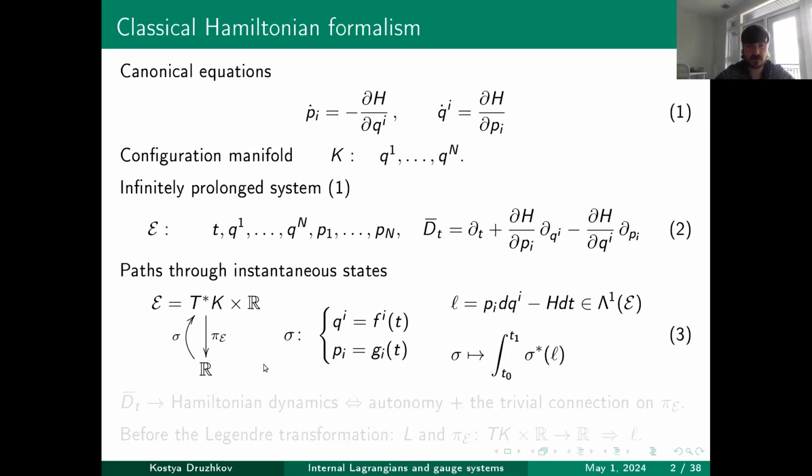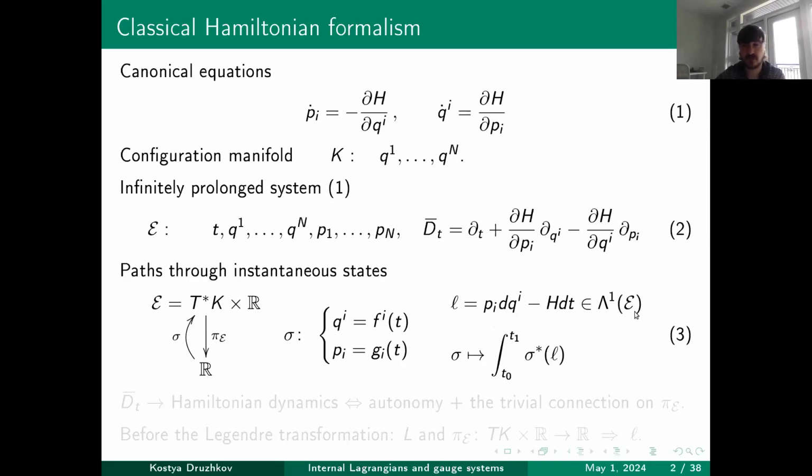We can consider paths through instantaneous states, that is just sections of this bundle pi epsilon. From the physical point of view, they play the role of paths through instantaneous states. It's very well known that the cotangent bundle to the configuration manifold encodes instantaneous states. It's called phase space also, right? And here we have nothing but paths through instantaneous states. Sigmas are paths through instantaneous states, and they can be described from the intrinsic point of view.